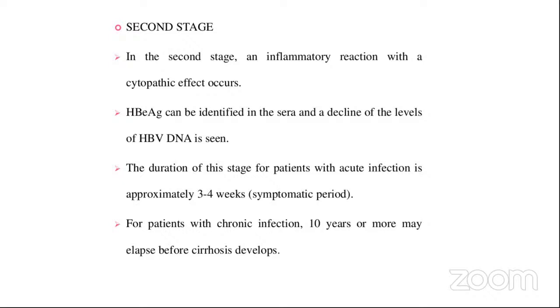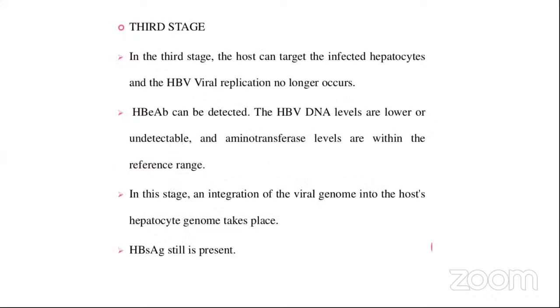So again the virus will go and reach another healthy hepatocyte cell. In this way it will start developing the symptomatic period, 3 to 4 weeks. Some patients with chronic infection of 10 years or more may develop cirrhosis. So cirrhosis will develop. Cirrhosis of the liver is not a good sign, and thus it will reach the third stage.